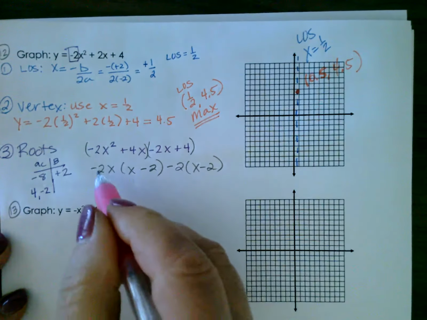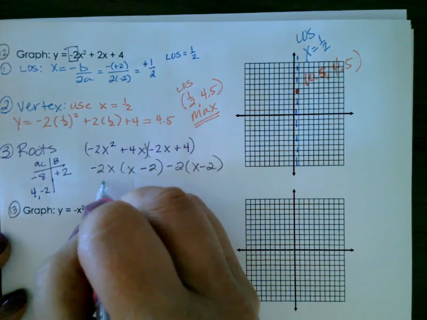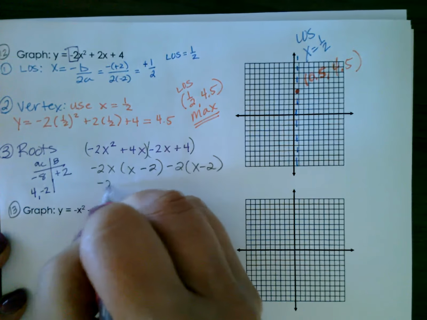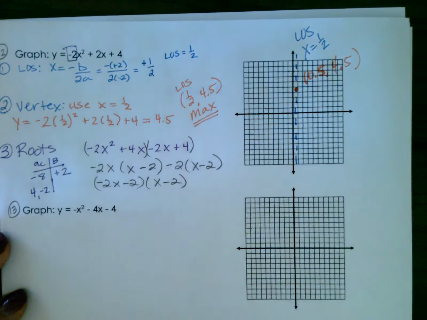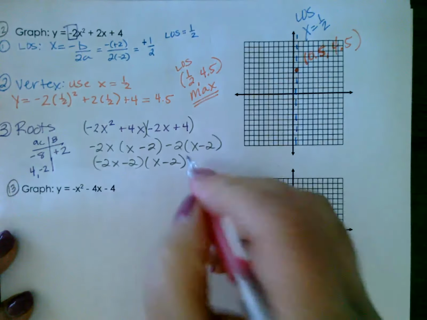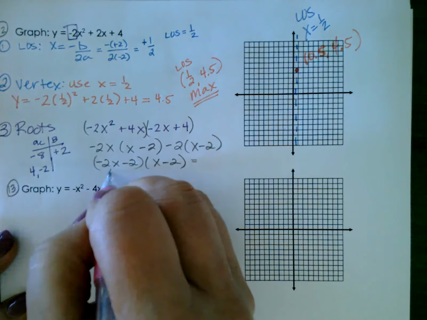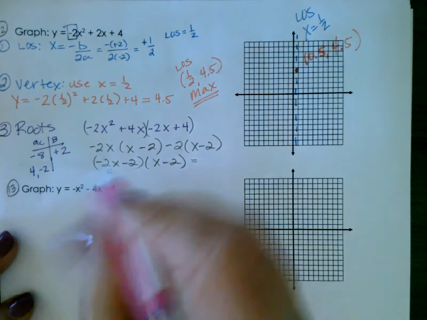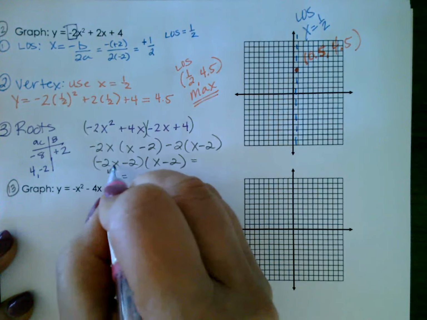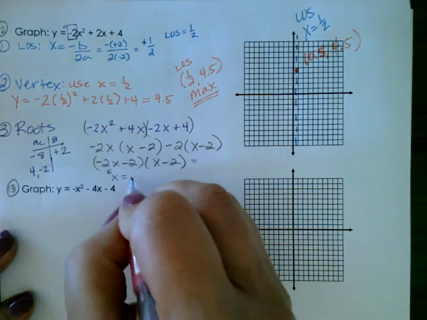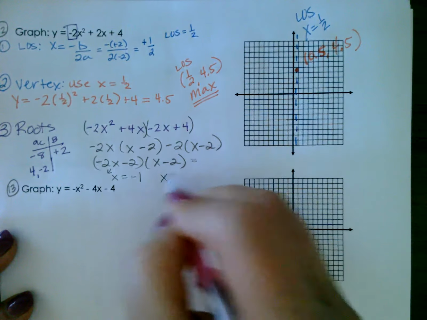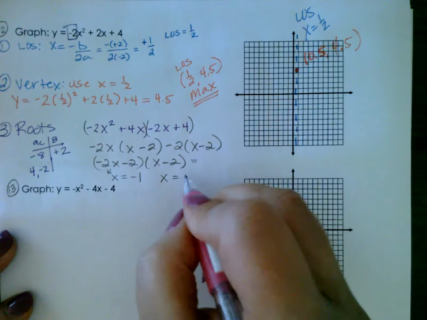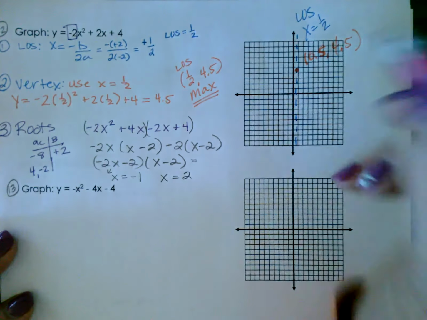Again, if you didn't take out a negative, you'll see it will work out fine. So I have -2x minus 2 and x minus 2 as my factored form. We need to set each of those equal to 0. So in this case, I would have 2 divided by -2. I get -1. On this one, I would add 2 to both sides, and I would get +2.